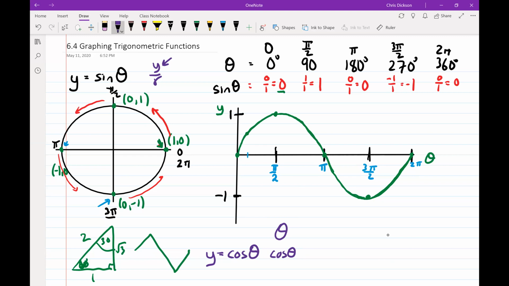And let's go for 0, pi over 2, which is 90, don't forget. Pi is 180. 3 pi over 2 is 270. And 2 pi, we'll be back at the beginning again. So just draw maybe little lines here.